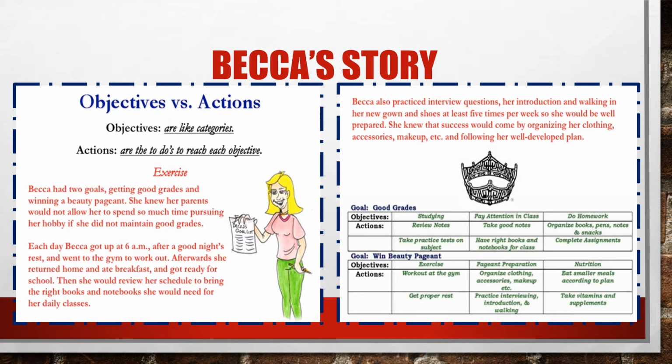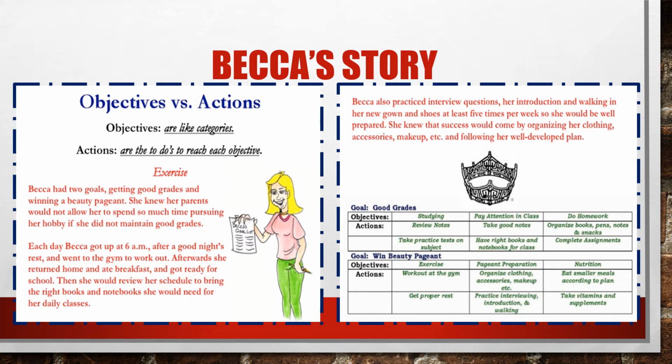Becca also practiced interview questions, her introduction, and walking in her gown and shoes at least 5 times per week so she would be well prepared. She knew that success would come by organizing her clothing, accessories, makeup, and so forth. Okay, she had a well-developed plan and she followed it. You'll see below her story her goals, the objectives that went with it, and each action. And I want to go over these with you.